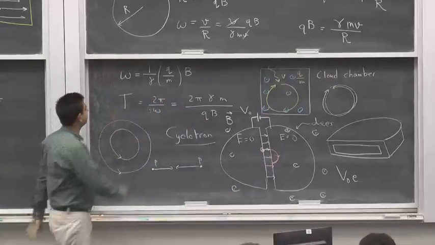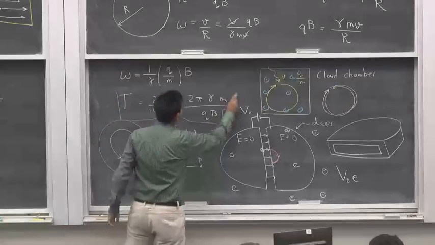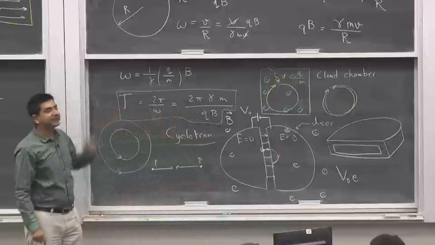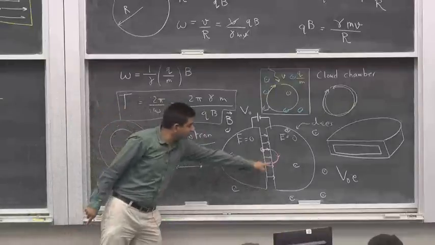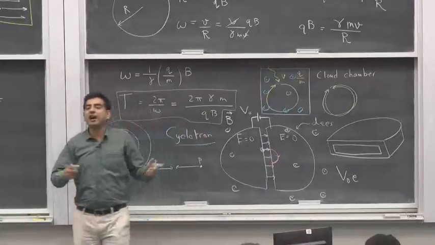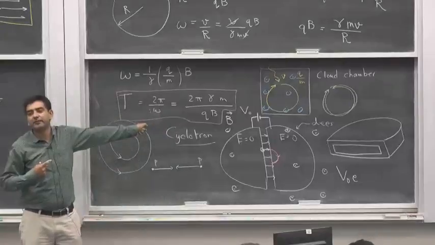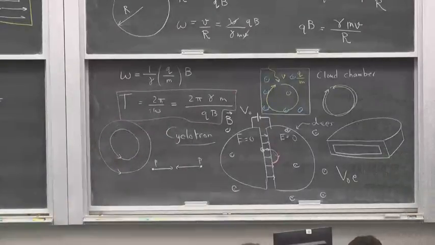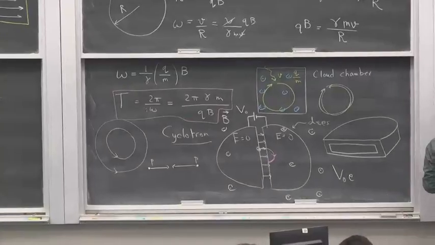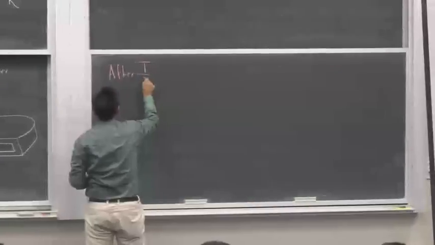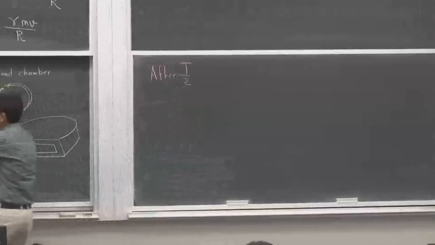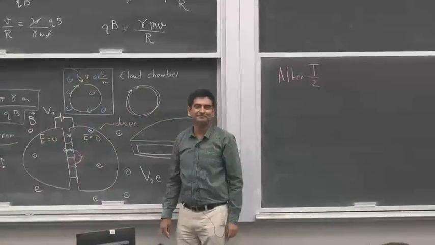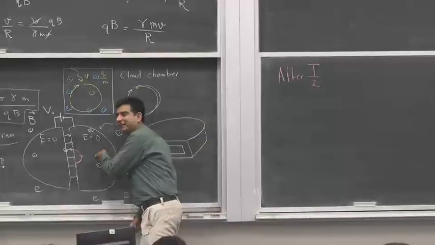Could anyone tell me the time that it takes for the particle to come back to this point? Suppose this gap is really small. If this is the time period, how much time does the particle take to come back here? It's half of this time. So after time T by 2, I would like to switch this supply. Okay? I would like to make this positive and I would like to make this negative.